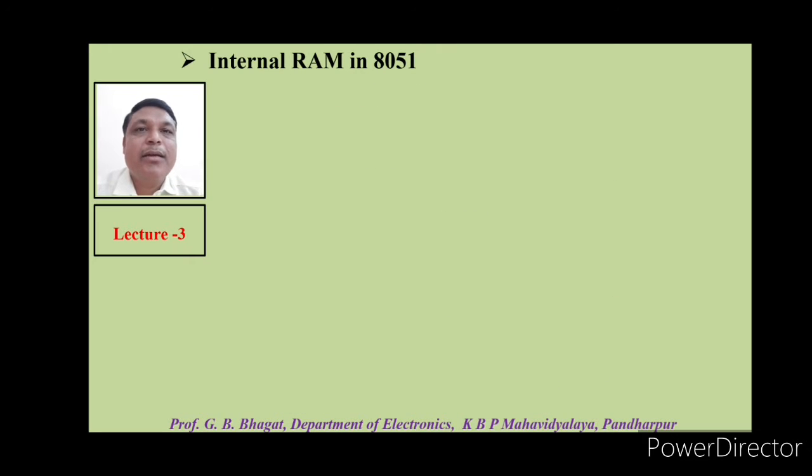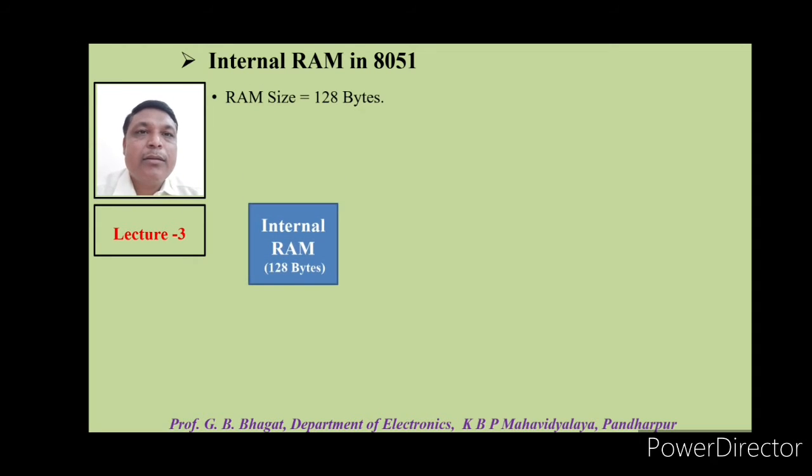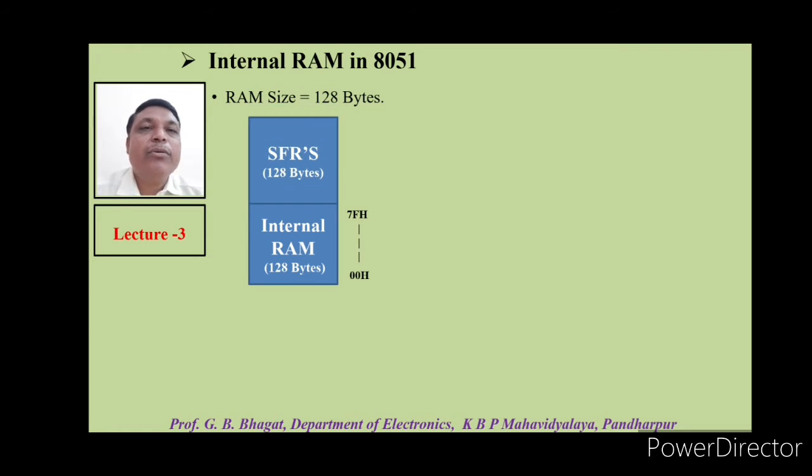The next, let us see about internal RAM in 8051. The size of internal RAM is 128 bytes. This 128 bytes is totally internal RAM of 8051, which can be addressed from 00H to 7FH. That is, these are the total 128 bytes. Then above 7F, that is from address 80 to FF, there are 128 bytes which are used as SFRs.